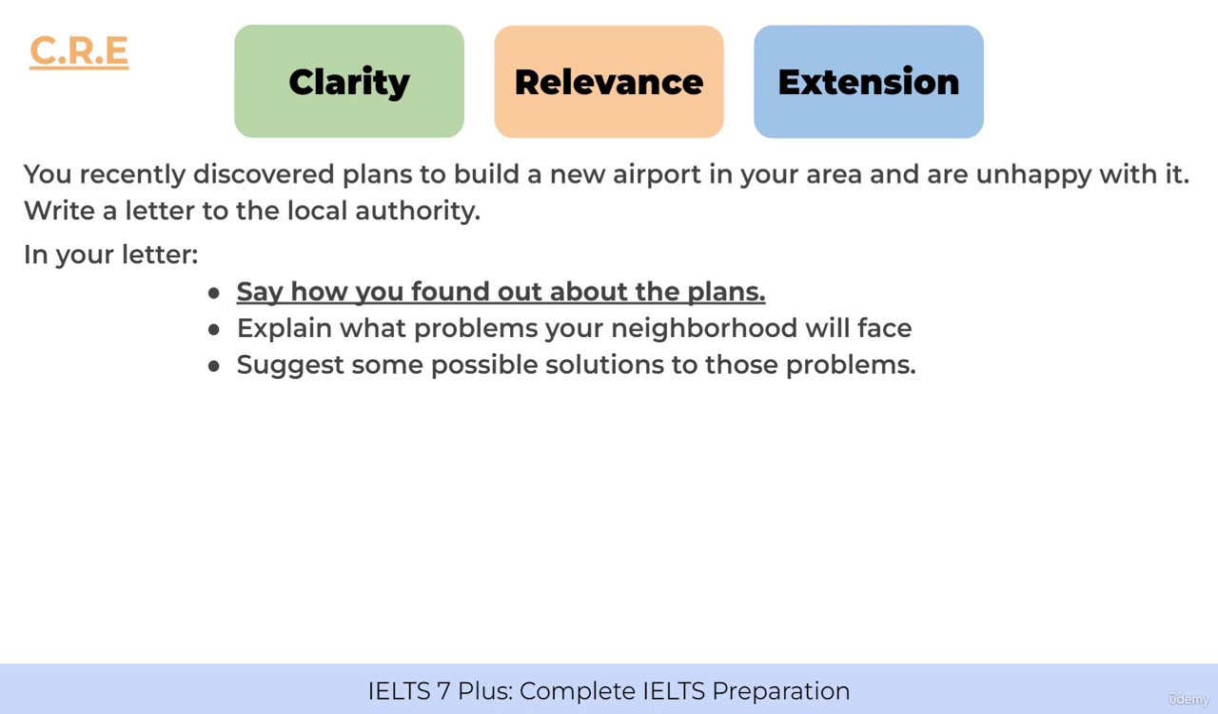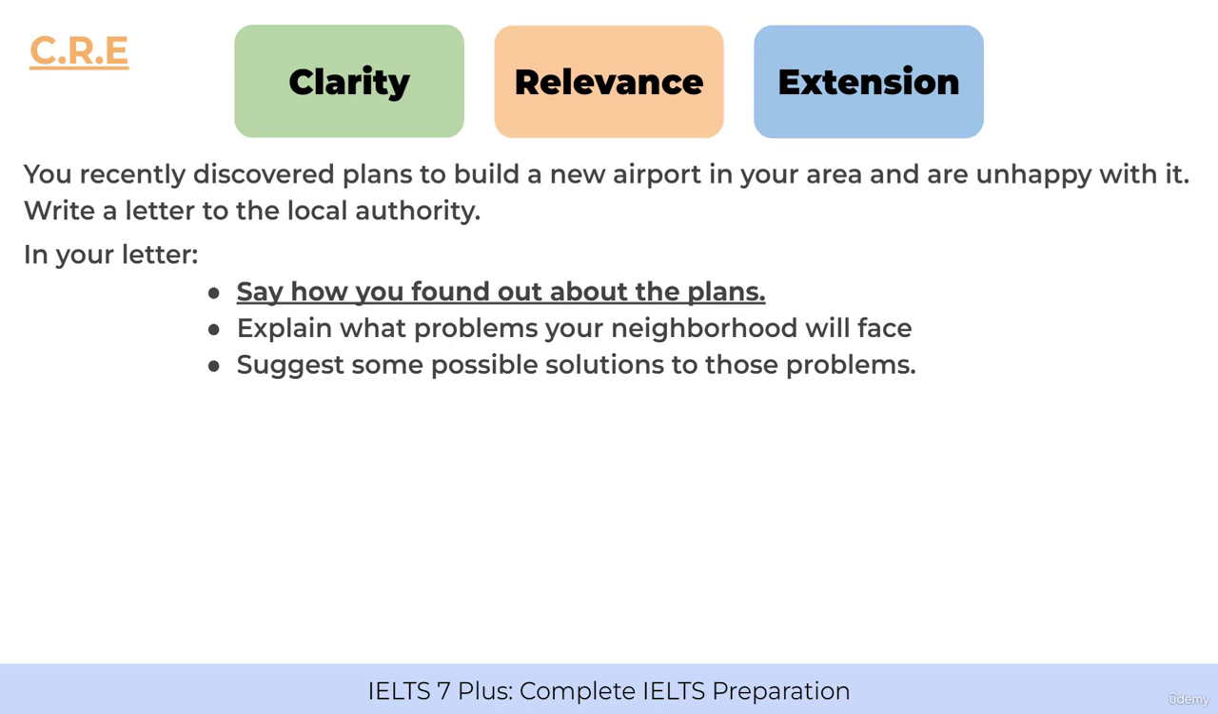You recently discovered plans to build a new airport in your area and are unhappy with it. Write a letter to the local authority. So it's a complaint letter. In your letter, say how you found out about the plans. Explain what problems your neighbourhood will face. Suggest some possible solutions to those problems. 3 bullet points, so that's my organisation already sorted. 3 bullet points, 3 detailed paragraphs. However, we'll take a look at the detailed paragraph for this first bullet point. Say how you found out about the plans.